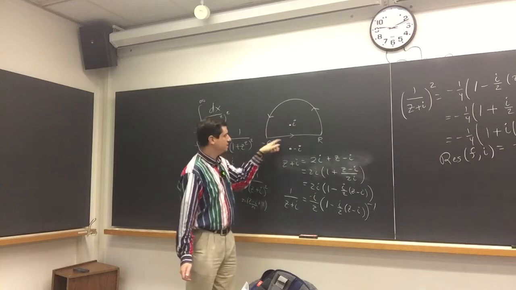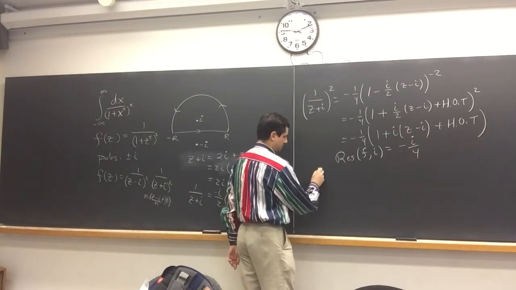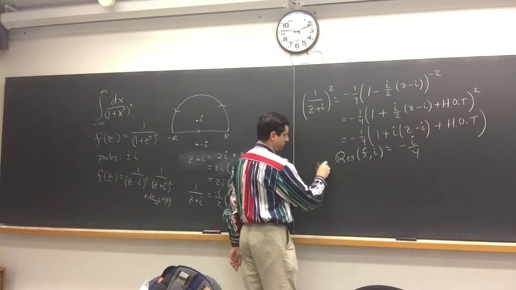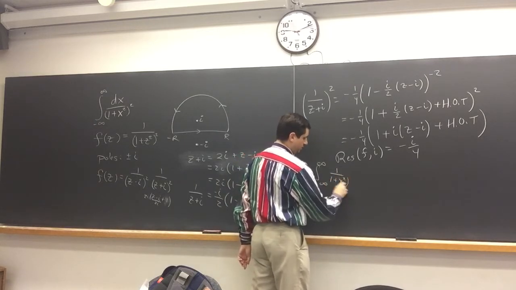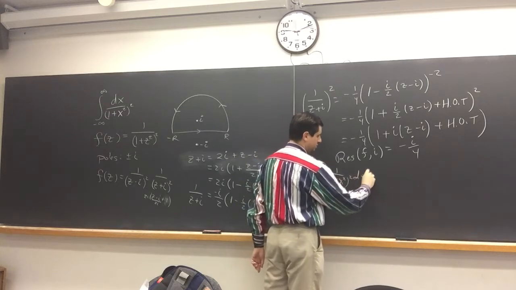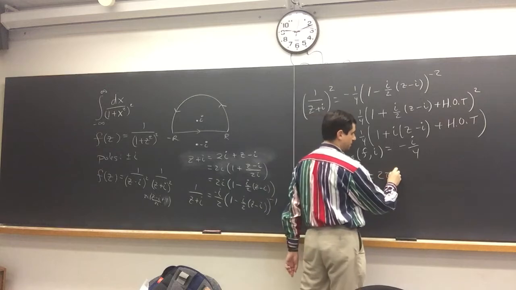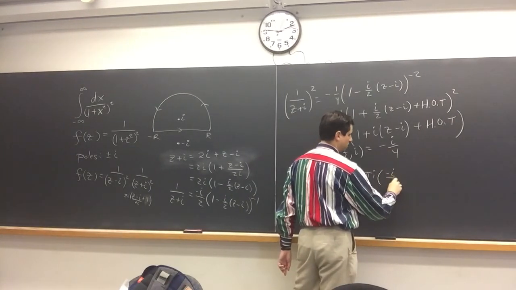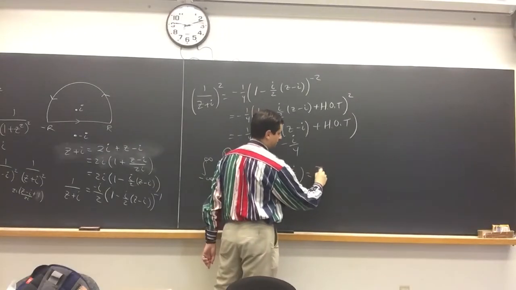So all that really matters is we get that the integral from minus infinity to infinity, we just take the limit, of 1 over 1 plus x squared dx will be 2 pi i times the residue, which is minus i over 4. And we get, this is just pi halves.